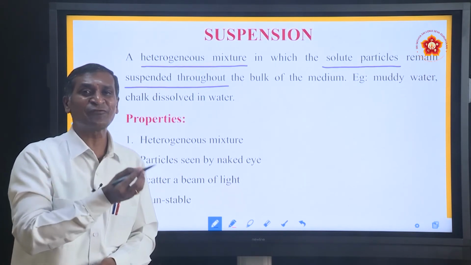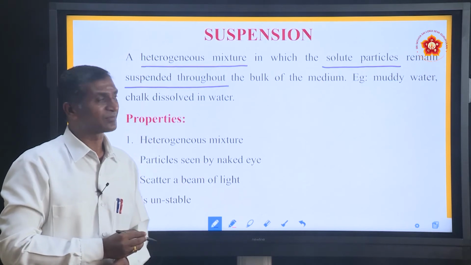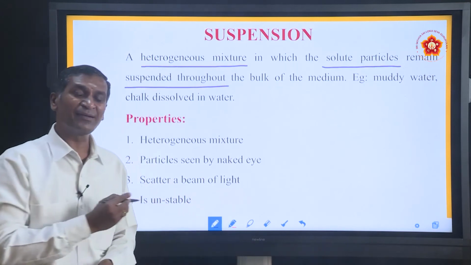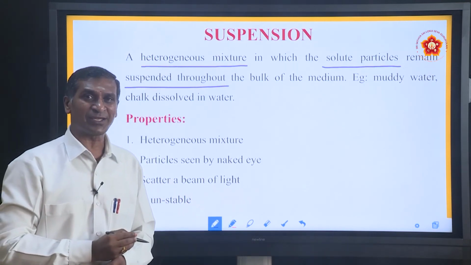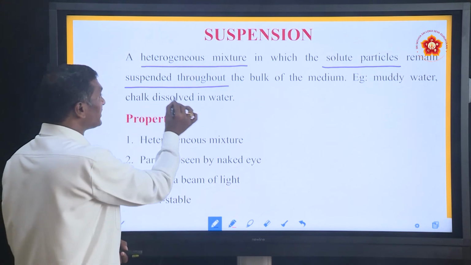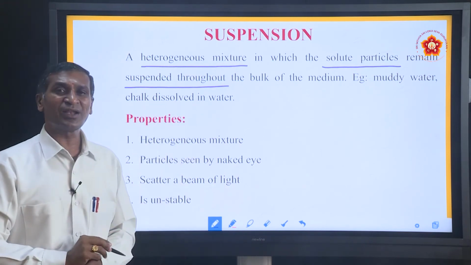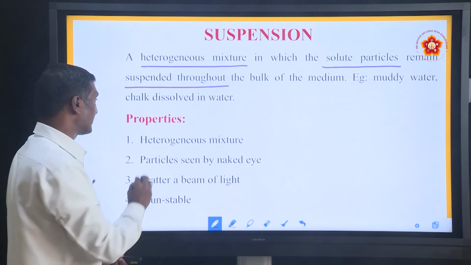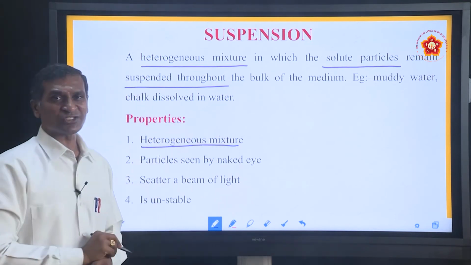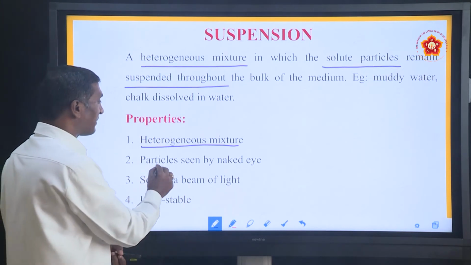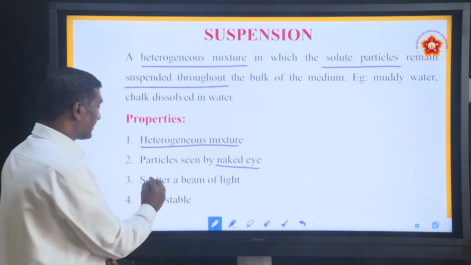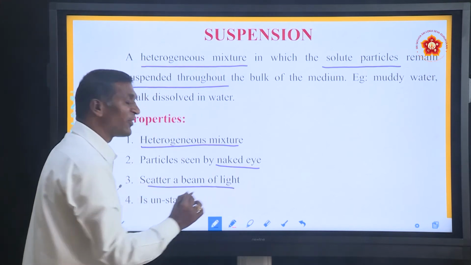So, we can see different phases. Example, muddy water, the third beaker which you observed in the beginning. Chalk dissolved in water, they are all examples of suspension. The properties: it is a heterogeneous mixture. The particles are seen by the naked eye. They scatter a beam of light.